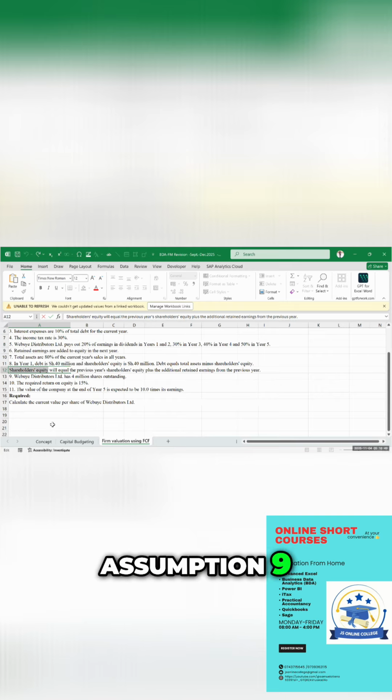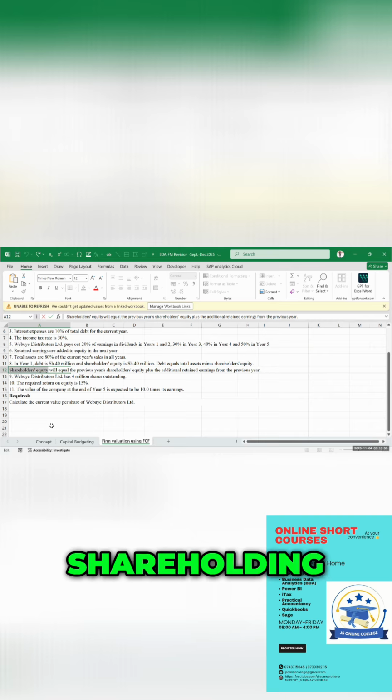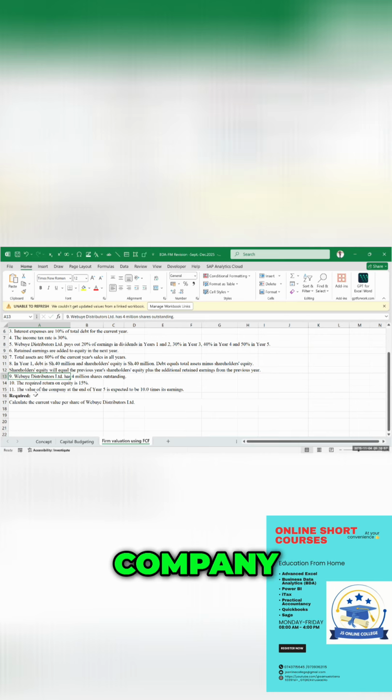Assumption 9, we are told Weber Distributors Limited has 4 million shares outstanding. So that is the shareholding capacity of this company. Number 10, the required rate of return on equity is 15%. Where are we going to use that? We are yet to see.